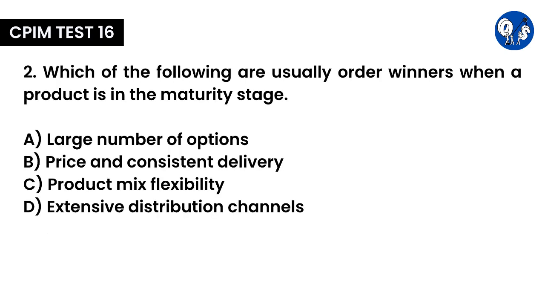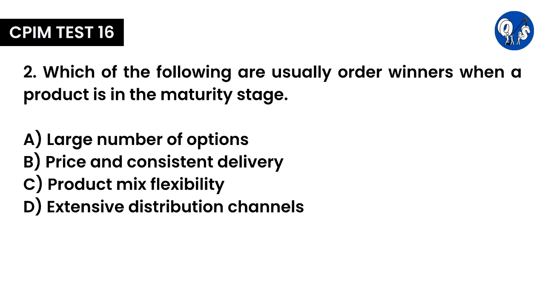Question number 2. Which of the following are usually order winners when a product is in the maturity stage? A. Large number of options. B. Price and consistent delivery. C. Product mix flexibility. D. Extensive distribution channels. Here the correct answer is B.